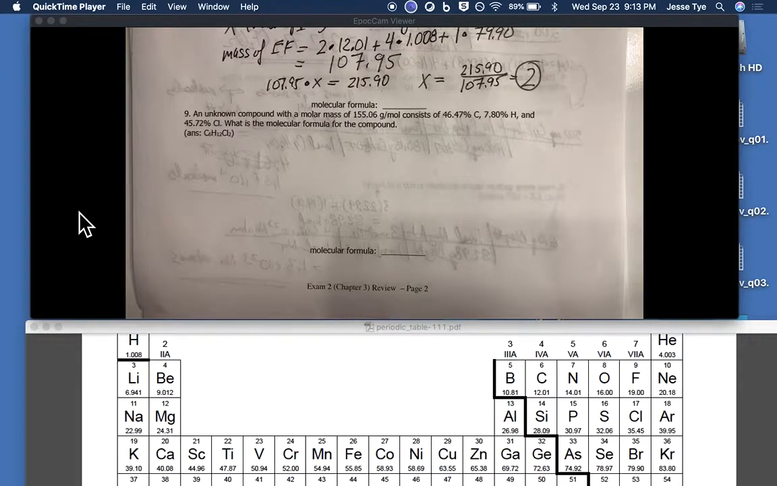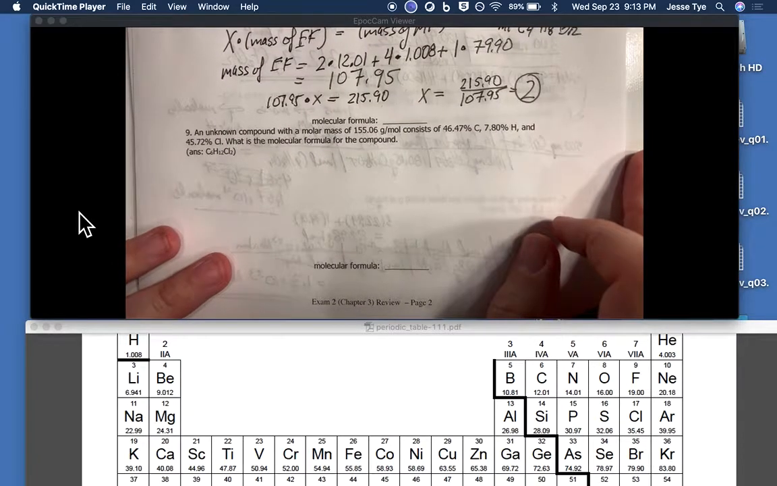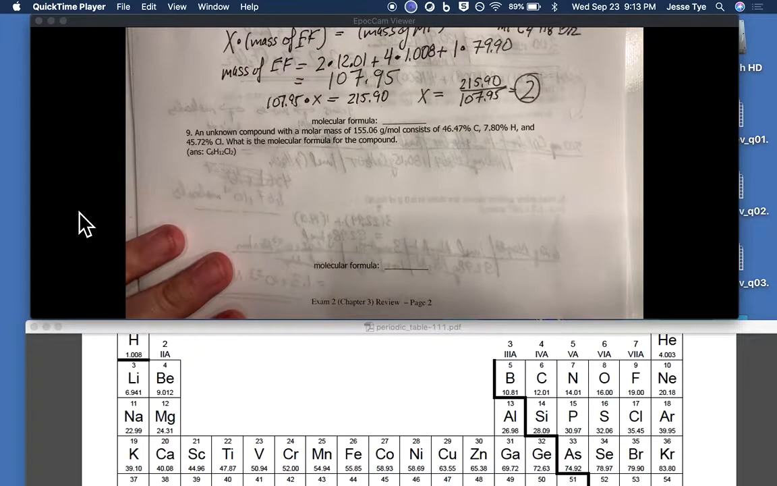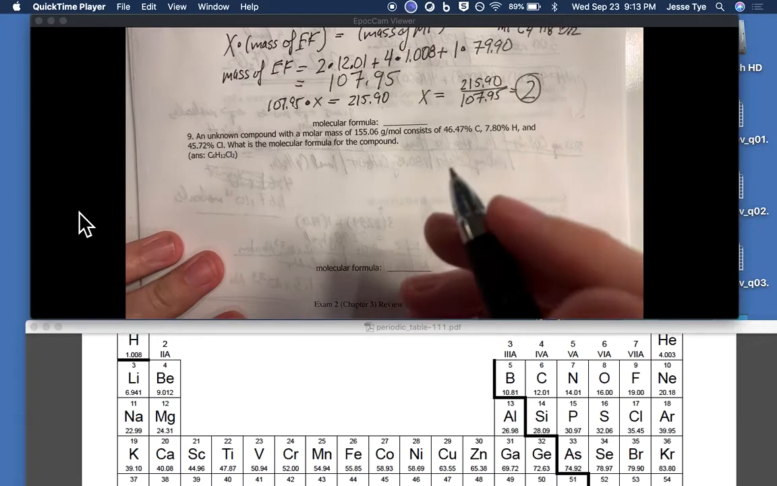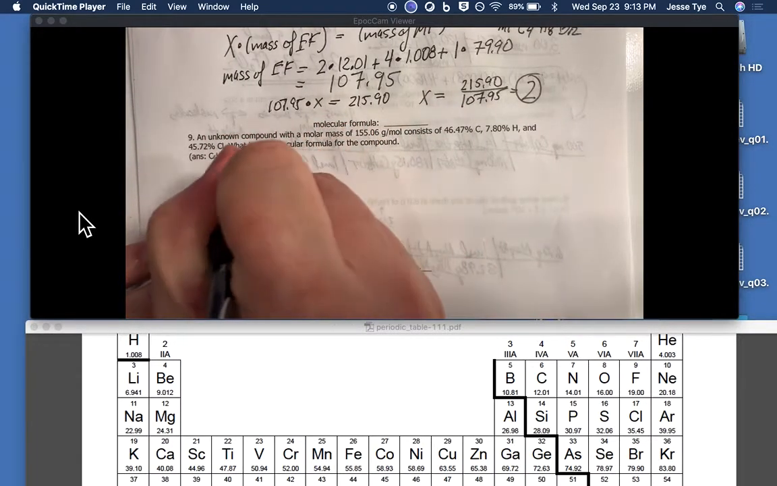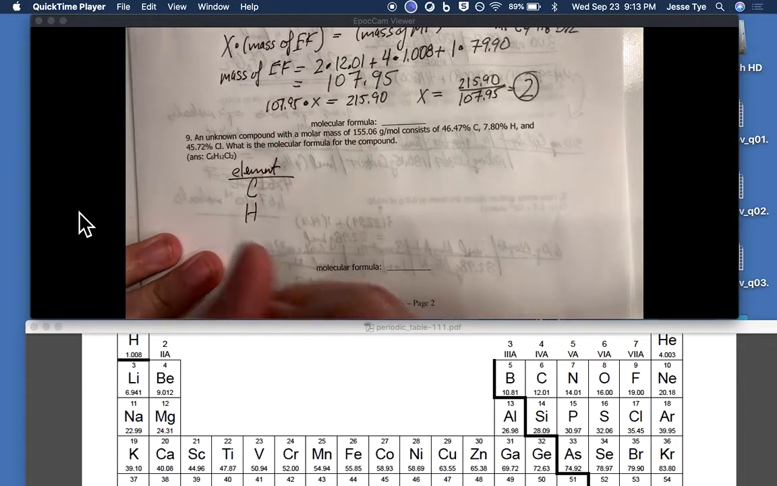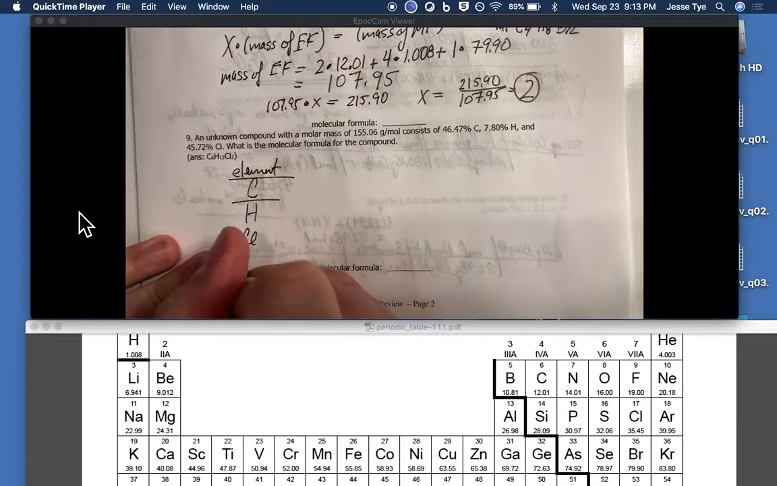All right, problem number 9 here is a slightly more difficult version of problem number 8. In problem 8, we gave you the empirical formula. Here we're going to make you do work for the empirical formula and then find the molecular formula. So start with our table here to find our empirical formula. The elements in the compound are carbon, hydrogen, and chlorine.